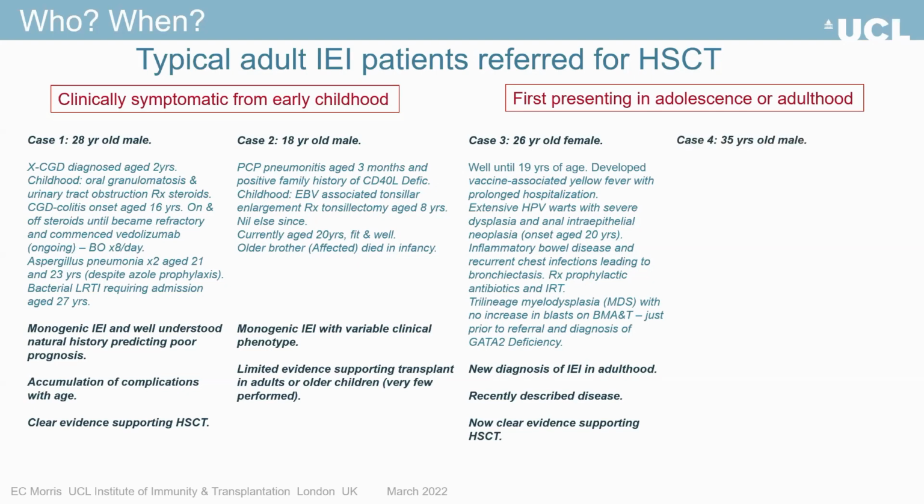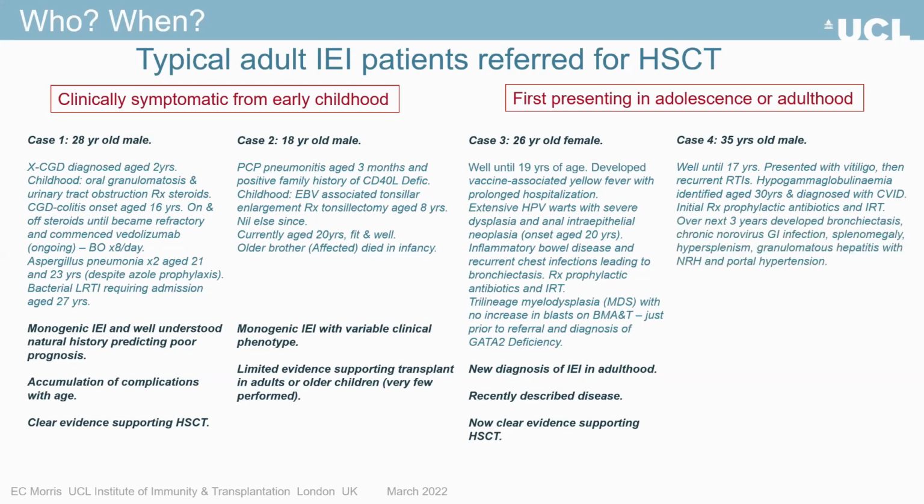Now, this is my heart sink patient, and we have many patients like this, and I think we still haven't solved these problems. A 35-year-old man was well until the age of 17, presented with vitiligo, recurrent respiratory tract infections, and hypogammaglobulinemia. Quite a long time later, at the age of 30, he was found incidentally to have hypogammaglobulinemia, was diagnosed with CVID, and put on immunoglobulin replacement therapy and prophylactic antibiotics. And he was effectively a simple CVID patient.